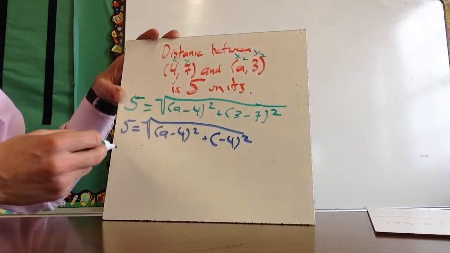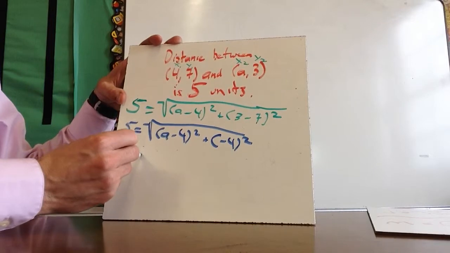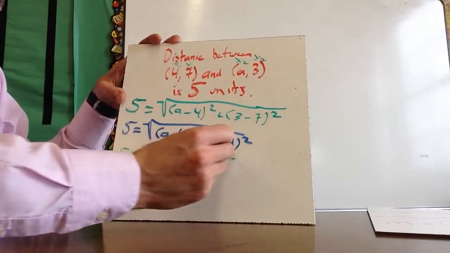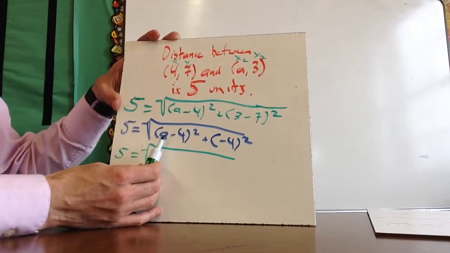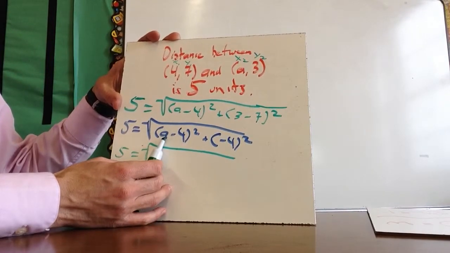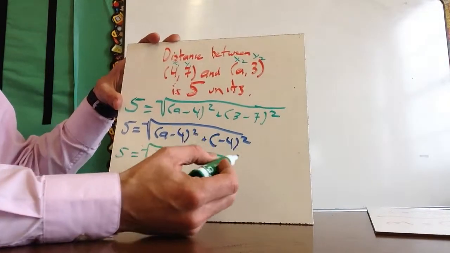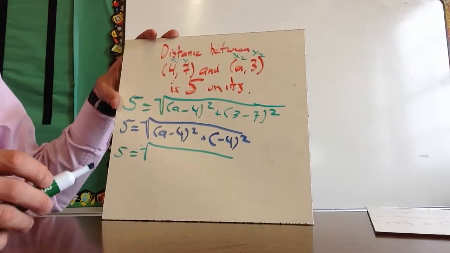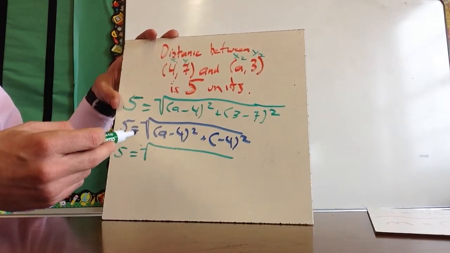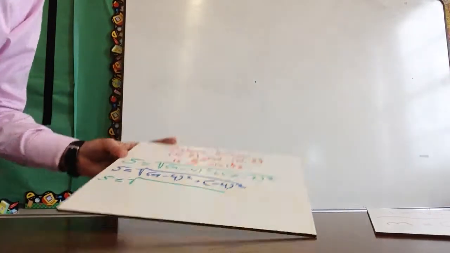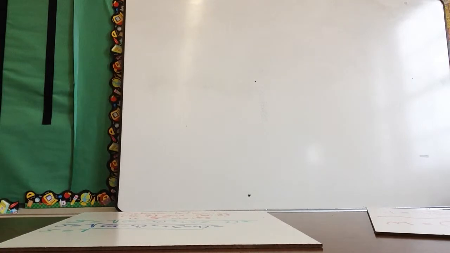Okay, so this means I've got 5 equals the square root, and if I want to, what I'm going to do is, if you remember, (a minus 4) squared, I'm going to use FOIL, or I could use a trick. I'll grab a different slide so we can do this one.